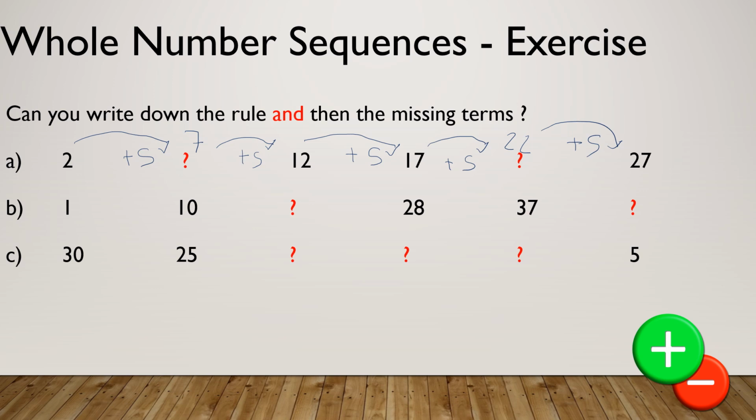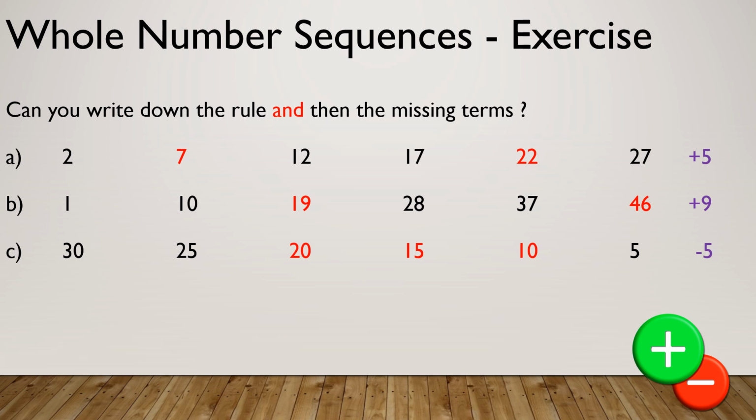Let's see how you got on. Hopefully for the second one you got your rule plus 9 and you managed to fill in 19 and 46, and then that third one your rule was minus 5. Okay, let's see what this is going to look like in an exam situation.